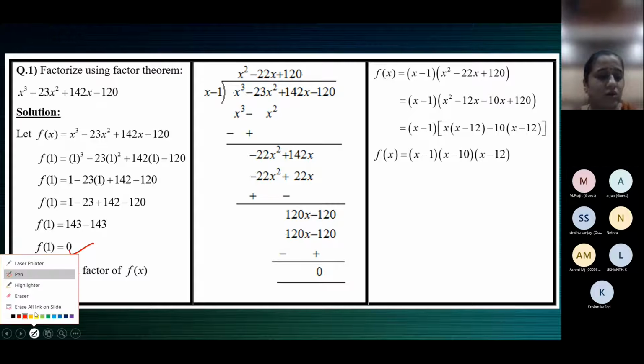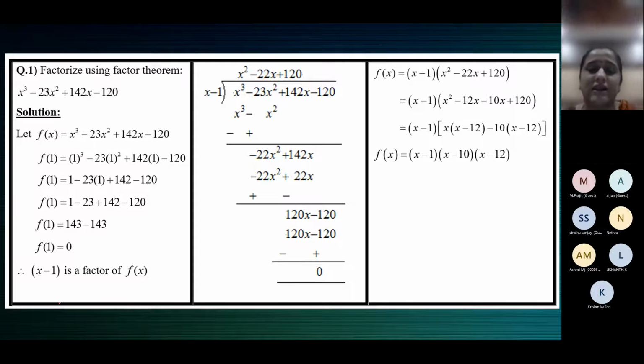Now, to factorize a cubic polynomial, it is enough if you find one linear factor. After finding that one linear factor, take up the given cubic polynomial and divide by the linear factor, x minus 1. Perform the long division. So how do we perform the long division? Again, for those who are not completely clear about the long division, you can listen now. So take up the first term, x cubed, divide by the first term of the divisor, x.